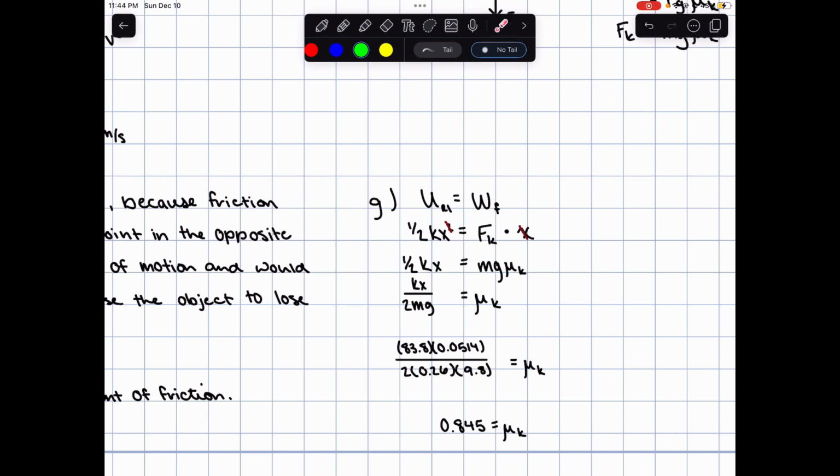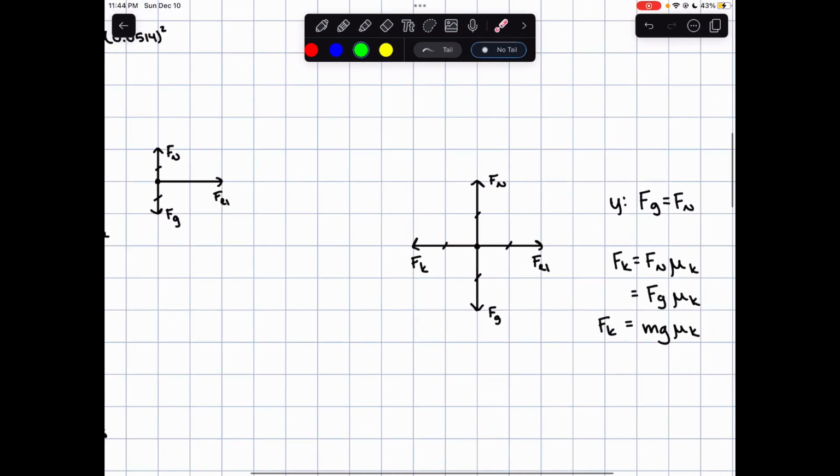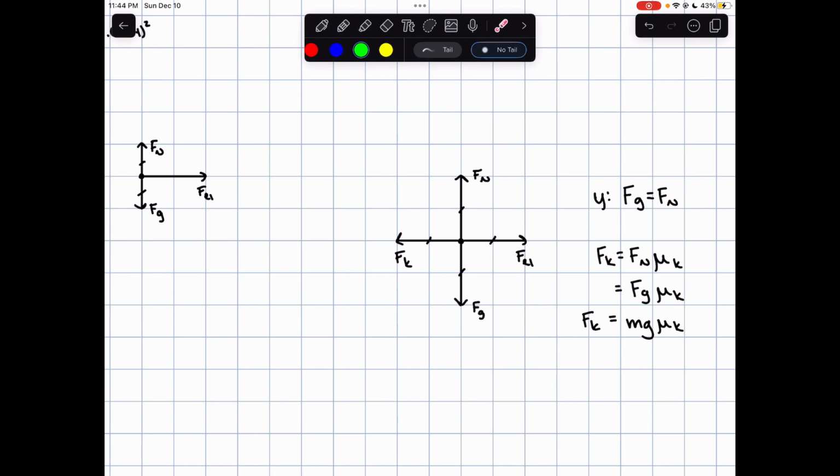We need to find a way to substitute in the coefficient of friction because that's what we're trying to solve for. It will be easiest to do this if we set up a free body force diagram. So, since our object is in equilibrium, we know that all the forces should be balanced. So Fn and Fg should be balanced, and Fk and Fel should be balanced. It will be particularly helpful if we set up our equation in the y direction, which would be Fg is equal to Fn.